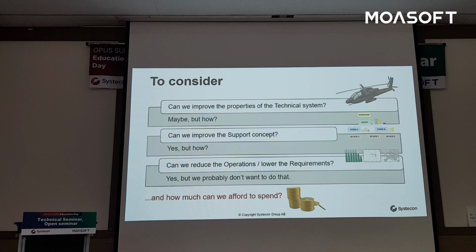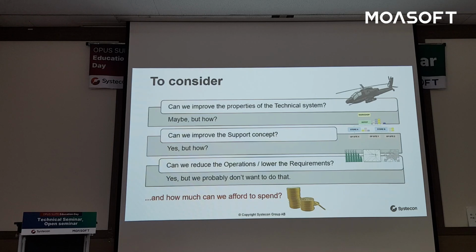Well, maybe we can improve the properties of the technical system. That's one way of doing it. So better reliability of the parts, for example, is one way. But if we have a current fleet, that might not be that easy to do. So can we maybe improve the support concept instead? And if we are an operator of those helicopters, maybe we can invest more in either spare parts, or we can improve the transport or something like that. So there are different options around it.